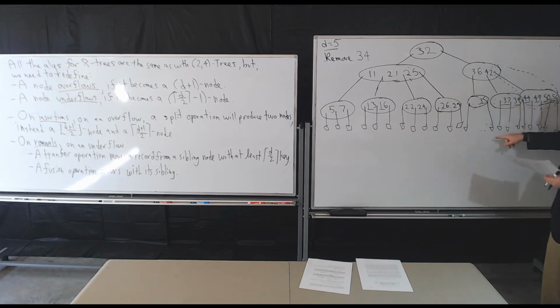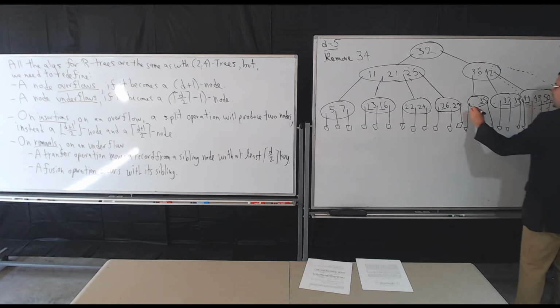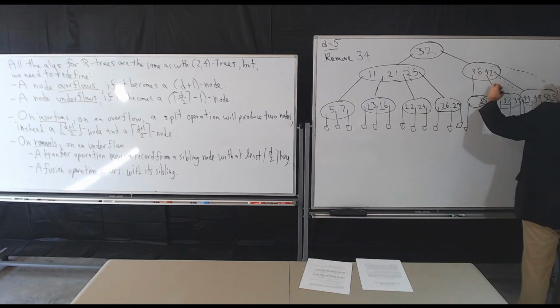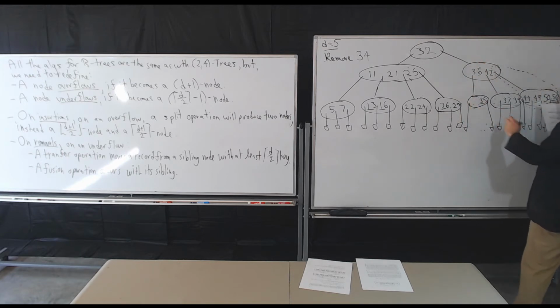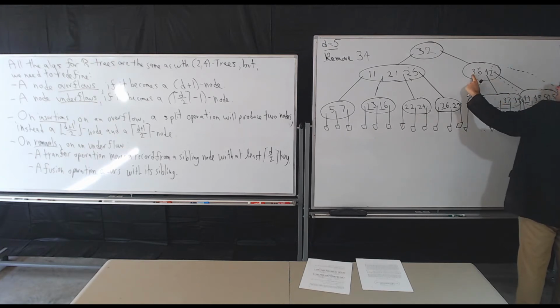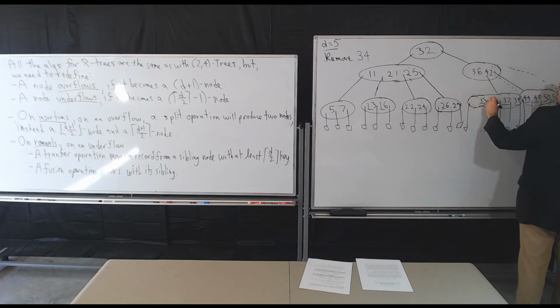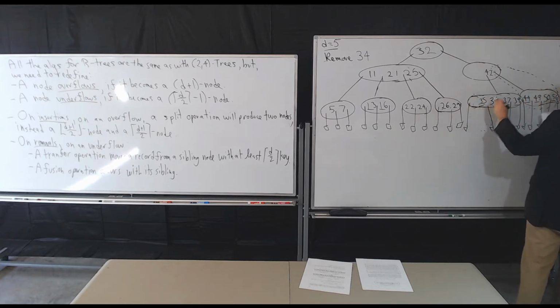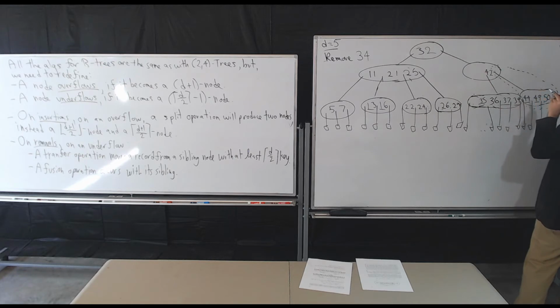So what am I supposed to do? Look at my sibling. This is a 3 node, so I cannot just do a transfer operation. I need to do a fusion operation. So I'm going to fuse these together. Then I bring 36 down into my new fused node. So I have 35, 36, 37, and 39 right here. And I have all my leaf nodes. I didn't lose any.